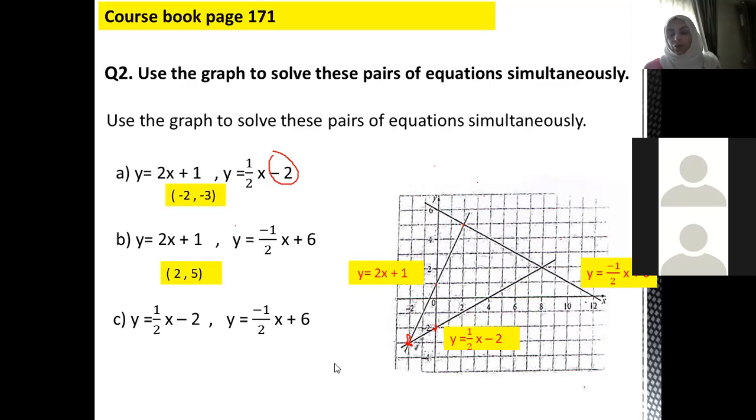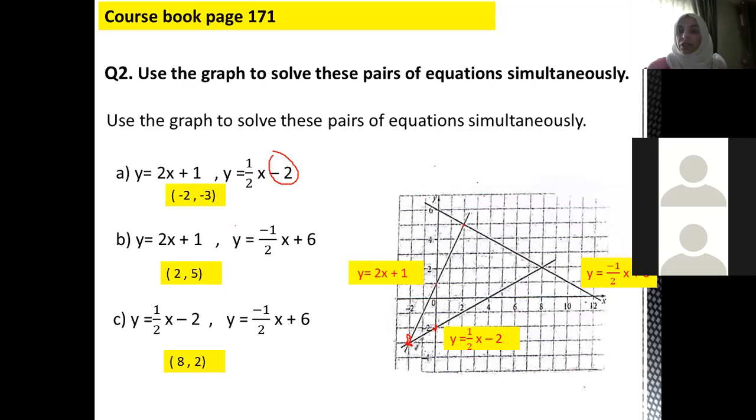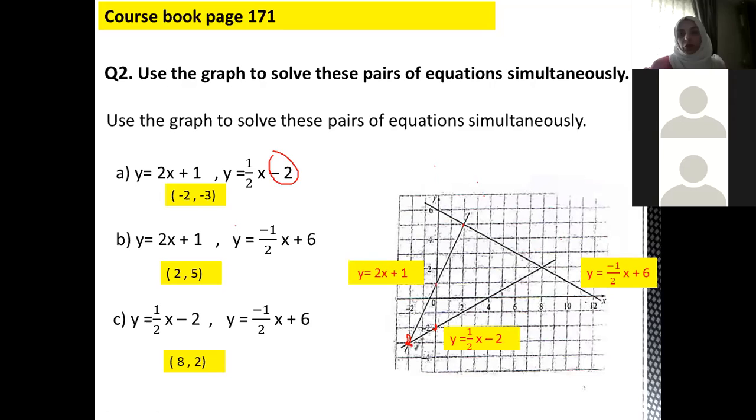Any questions so far on the intersecting point? Does anyone have any questions? How can we find the intersecting point? How can we solve two equations simultaneously from the graph? No. Okay, great. So far, doing a great job.